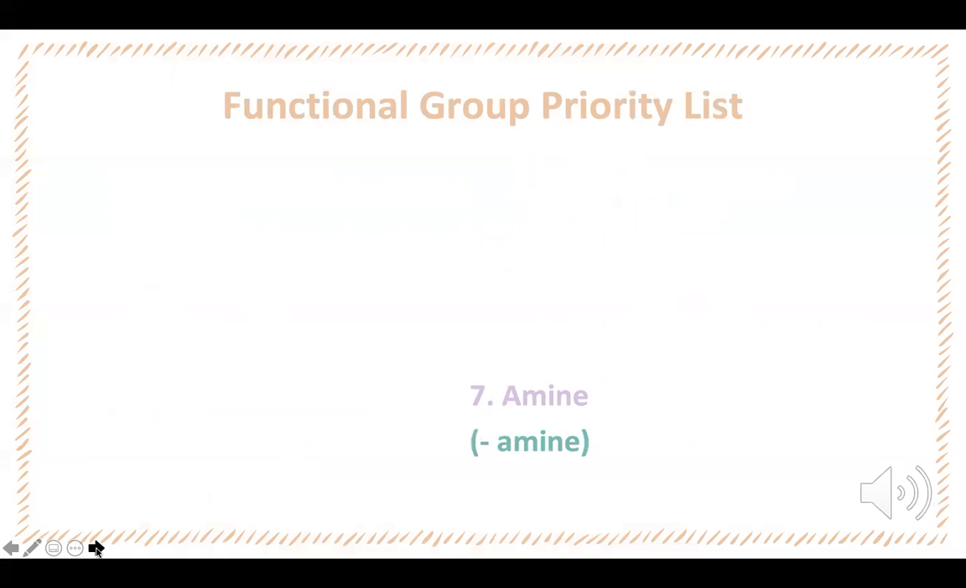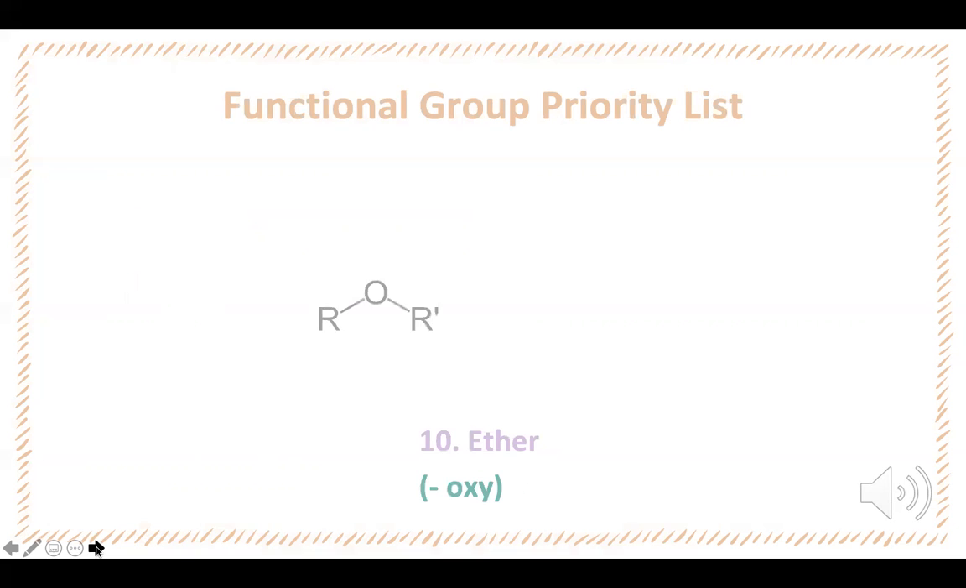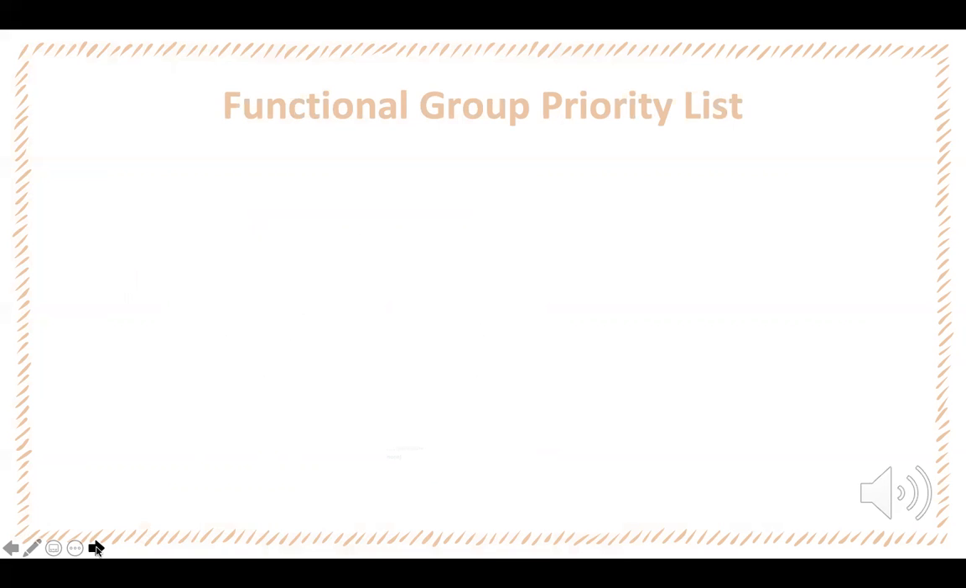Seventh, we have amines with the ending amine. Then alkenes with the ending ene. Next, alkynes with the ending yne. 10th, we have ethers with the ending oxy. And lastly, alkyl halides.